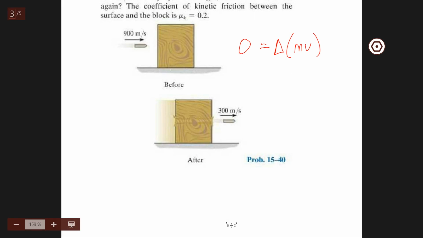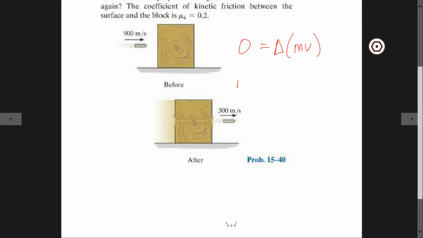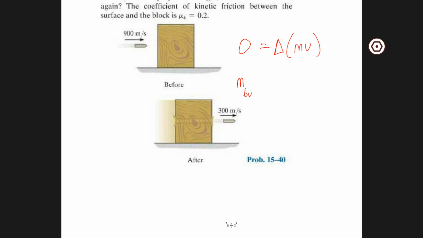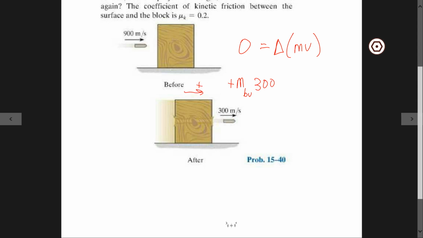What is the momentum after the collision? Is the bullet moving? Okay, so let's get this, this will be final. So the mass of the bullet, m_BU, times what? Yeah, what is the final velocity? 300, okay. Is it positive or negative? Positive, because we want this direction to be the plus direction, right?